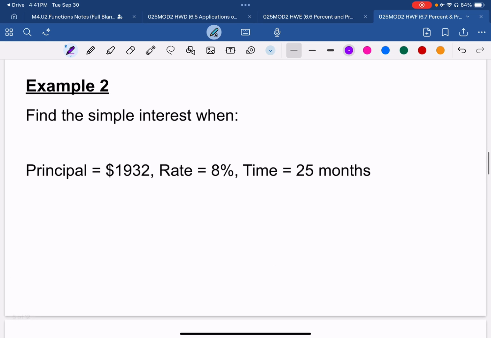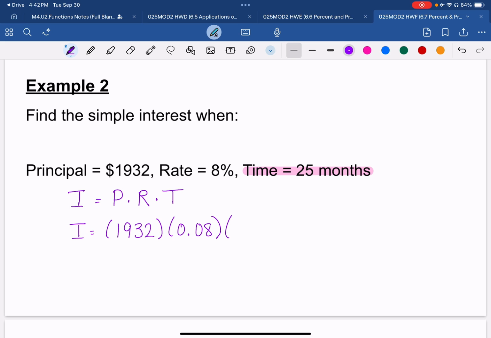Example 2 says find the simple interest. We're going to use that same formula. This time my principal is $19.32, and my rate is 8%. It also gives me my time, but my time is in months, so I'm going to have to change that when I put it in my formula. So interest equals principal times rate times time. My principal is $19.32, and my rate as a decimal is 0.08.